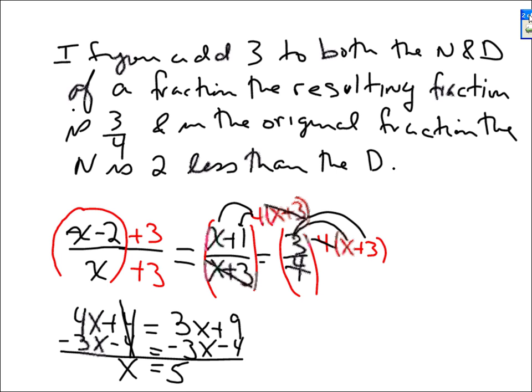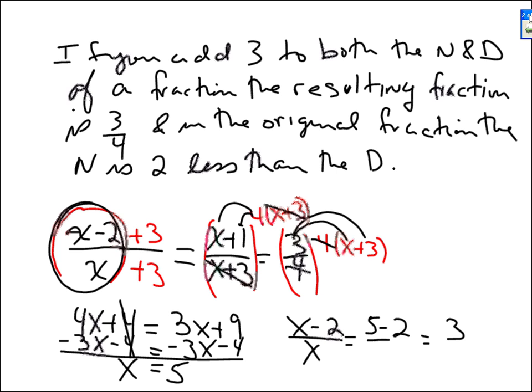The x is 5. Come back to your original number. X minus 2 over x. 5 minus 2, well that's 3, and x is still 5. The answer is 3/5. That's the original fraction. Get the difference between the top and the bottom to be the same. You had x plus 1 over x plus 3. The difference is 2.